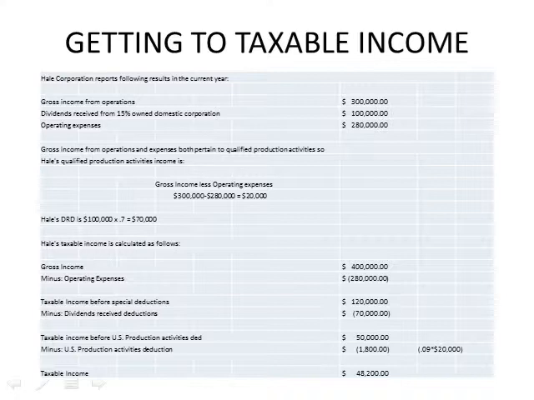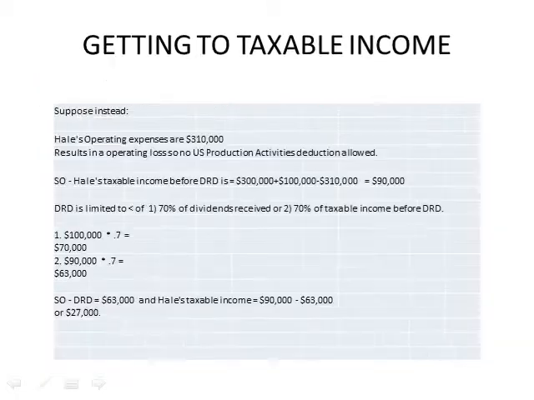Now let's walk through an example where a limitation may exist and we're not able to take a deduction. Let's suppose instead that Hale's operating expenses are $310,000, not $280,000. In this case, qualified production activities income of $300,000 less the $310,000 in operating expenses gives us a loss situation. We have a $10,000 loss, so no U.S. production activities deduction is allowed.